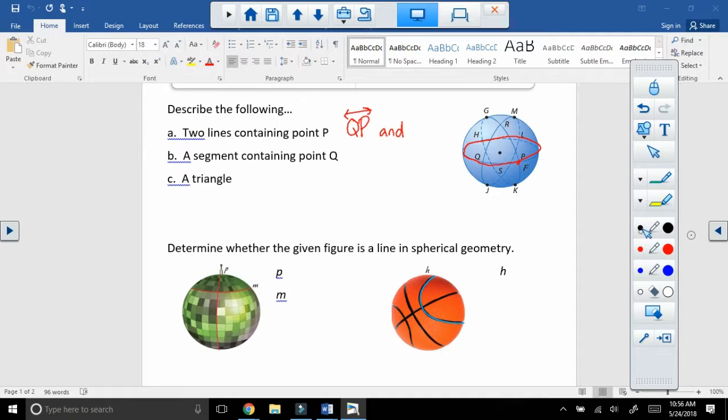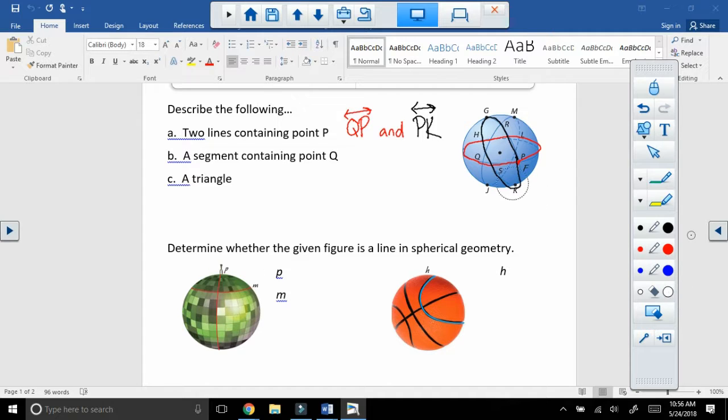And another one that contains that point would be this great circle here. And maybe I want to call that one PK. You would just pick any 2 points on that line or that great circle, and that would be how you name it.